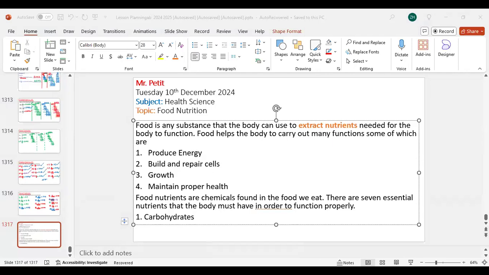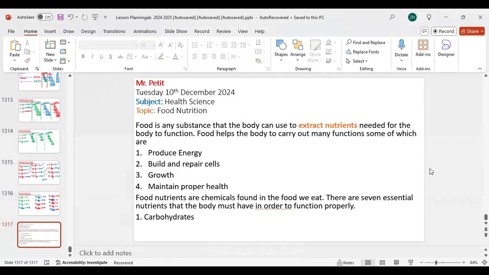Anyone here like spaghetti? Pasta. Anyone here like bread? Anyone here like potatoes? Fries? Macaroni? All of those are carbohydrates, okay?